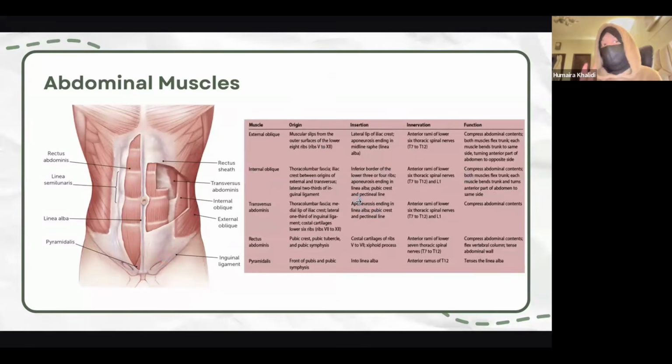I'm so sorry. What I can help you with is that the external abdominal muscle helps you go this way. That's the only thing I know. I mean, I know the other part as well.